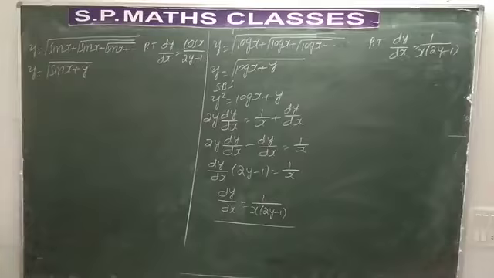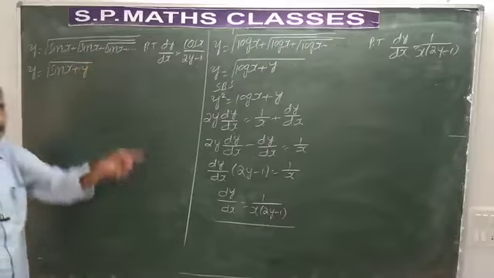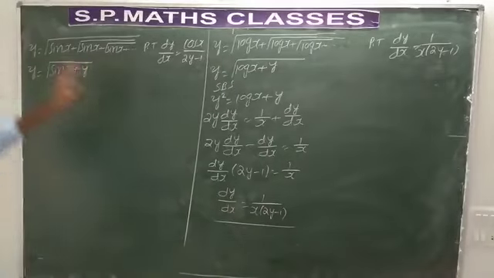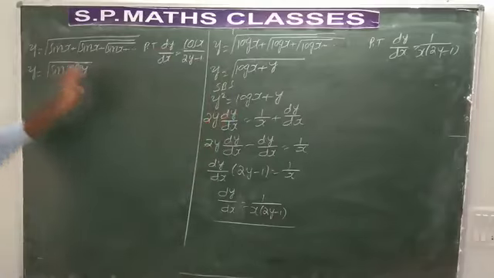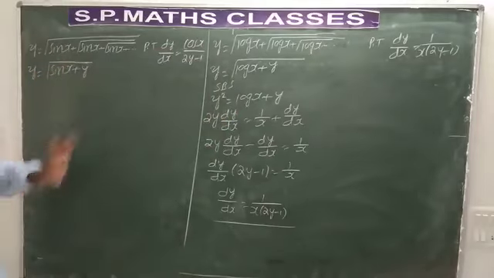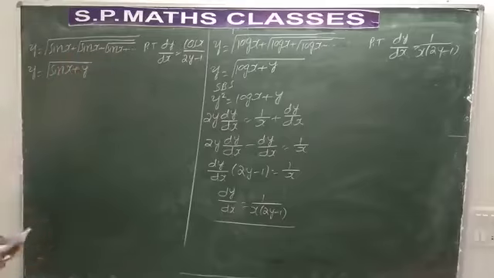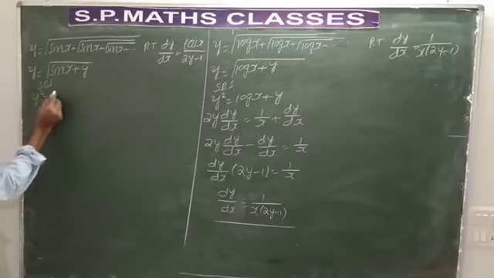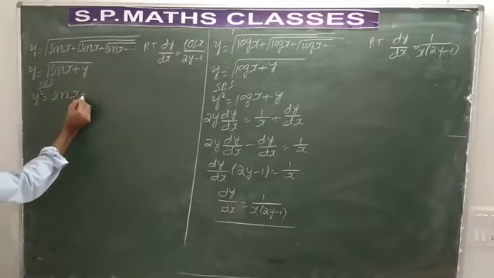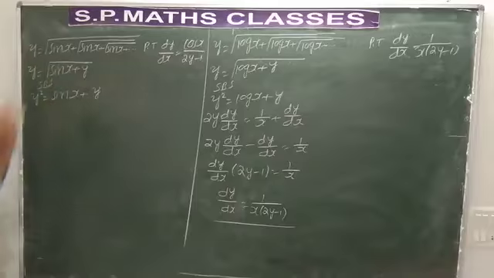Hope you have understood this. Root of sin x plus root of sin x plus root of sin x is nothing but the expression y. We have got many terms, but even if you leave one term, there is no problem. All the others are taken as y. If you square it on both sides, y squared is equal to sin x plus y. Now differentiate.